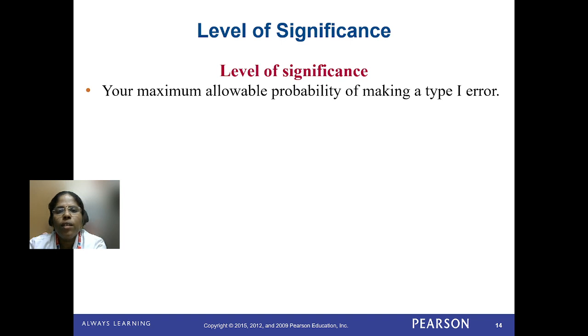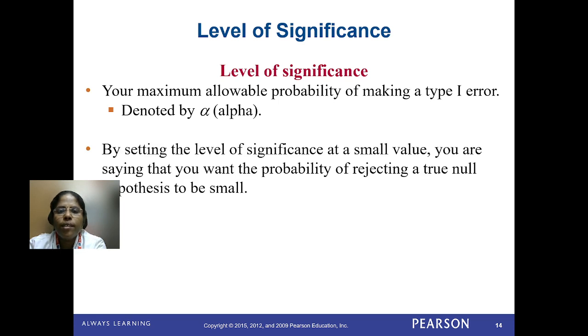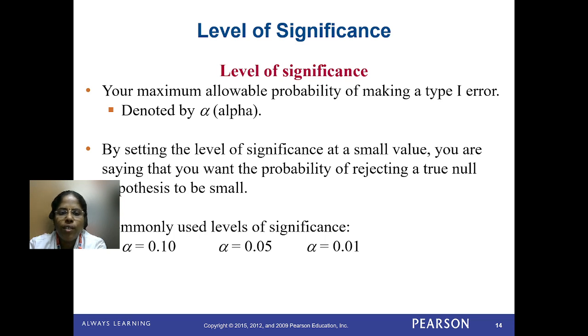Okay, next thing, what is meant by level of significance? It is your maximum allowable probability of making a type 1 error. The probability of making a type 1 error gives you the level of significance, and it is denoted by the letter alpha. By setting the level of significance as a small value, you are saying that you want the probability of rejecting the true null hypothesis to be small. Commonly used levels of significance are 1% level of significance, 5% level of significance, and 10% level of significance.